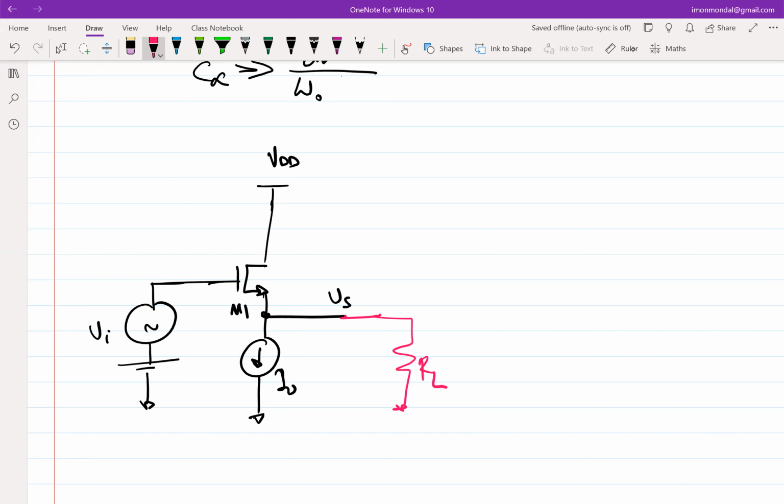More current, right? Because now the transistor has to support two. It has to support both the current source and the current that will go through RL. So essentially, the transistor is going to sink in more current, or rather push in more current. So that changes the biasing picture. If I don't want to change the biasing picture, what should I do?